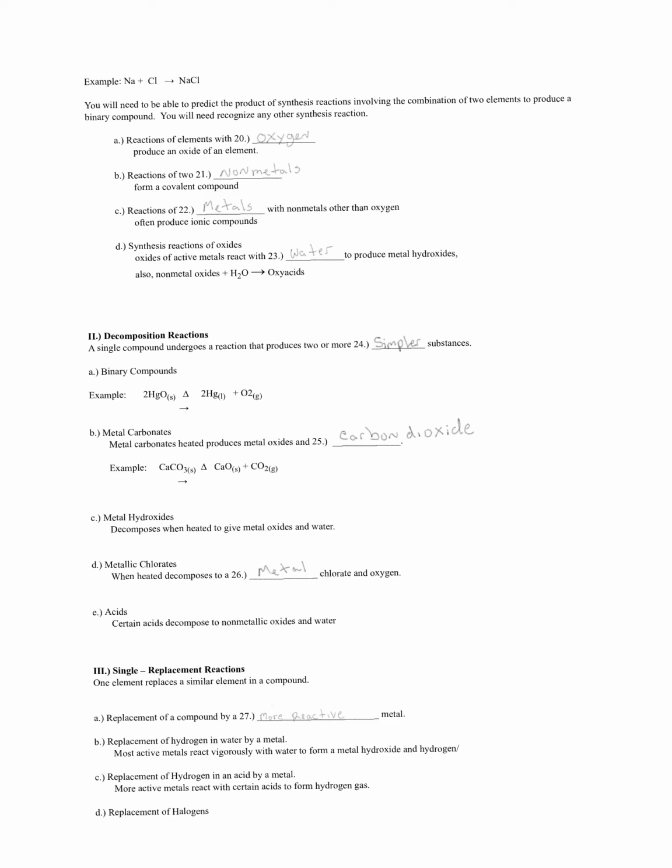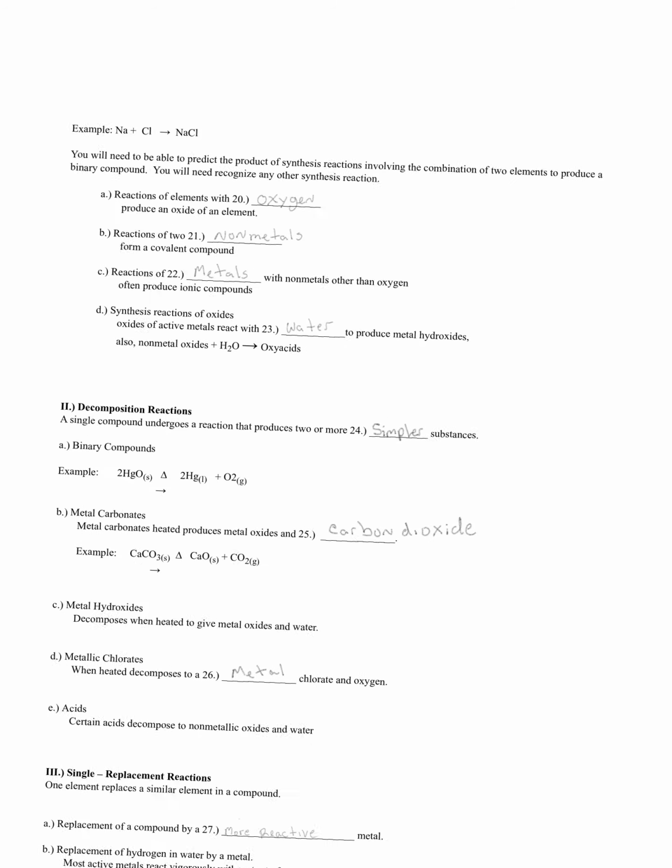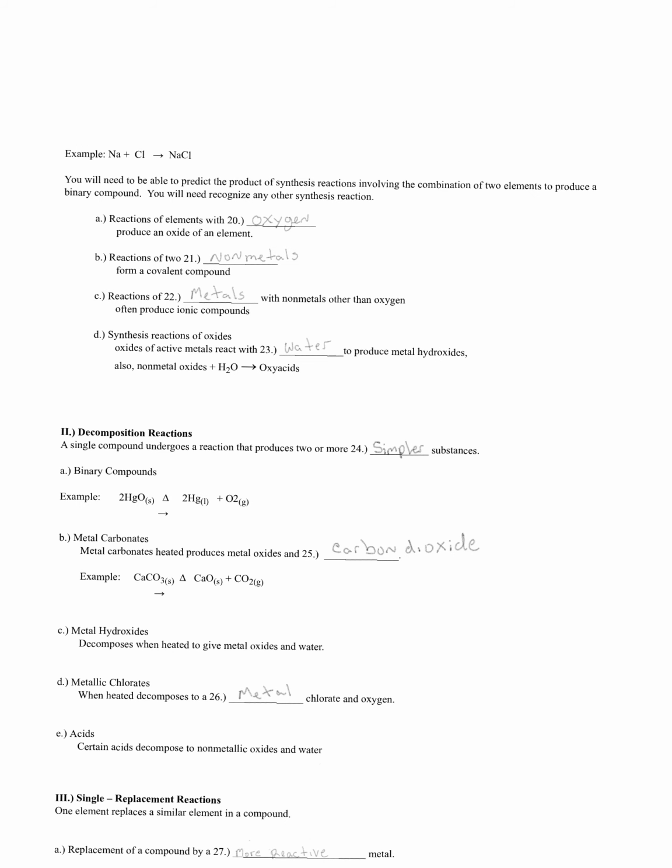And then let's look at the next page for some other types of reactions. This is showing an example up here of my synthesis reaction. Sodium and chlorine makes sodium chloride. You'll need to be able to predict the product of a synthesis reaction involving the combination of two or more elements to produce a binary compound. You will need to recognize any other synthesis reaction.